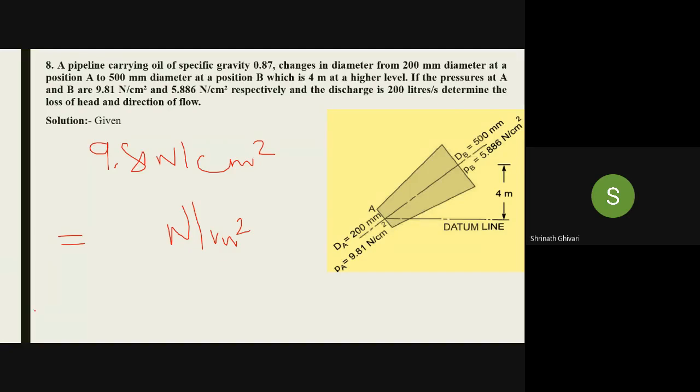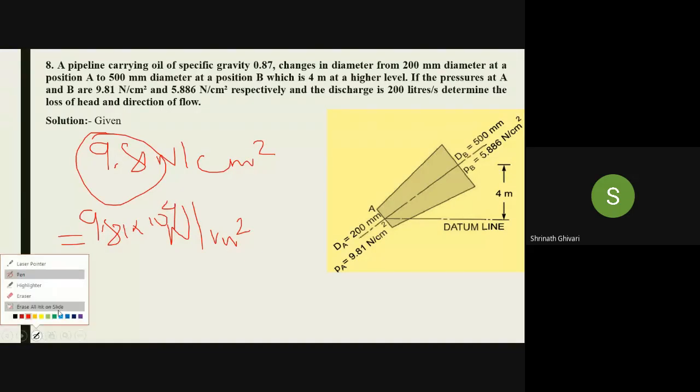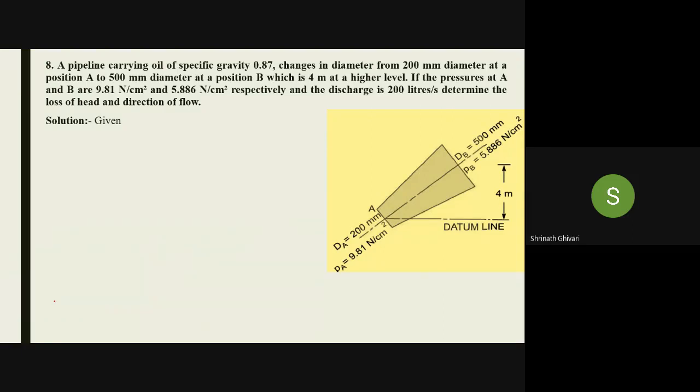Okay, very good. So you have to multiply it with 9.81. So 9.81 you have to multiply it with 10 raised to 4. Both for both, because both are in terms of.